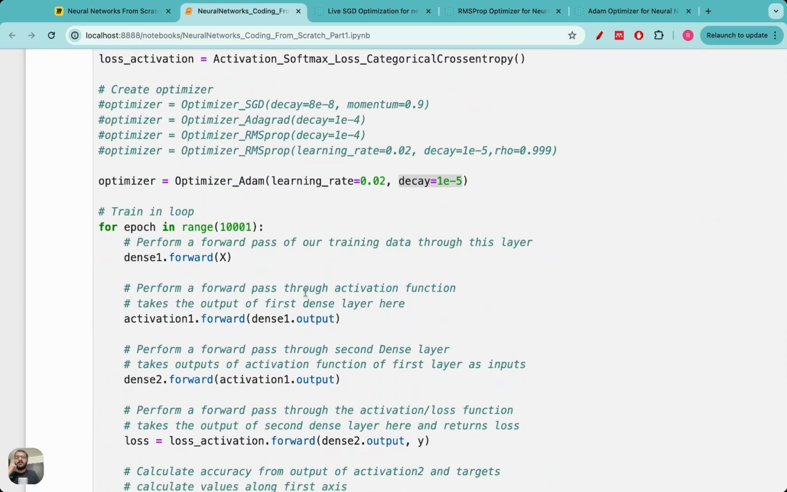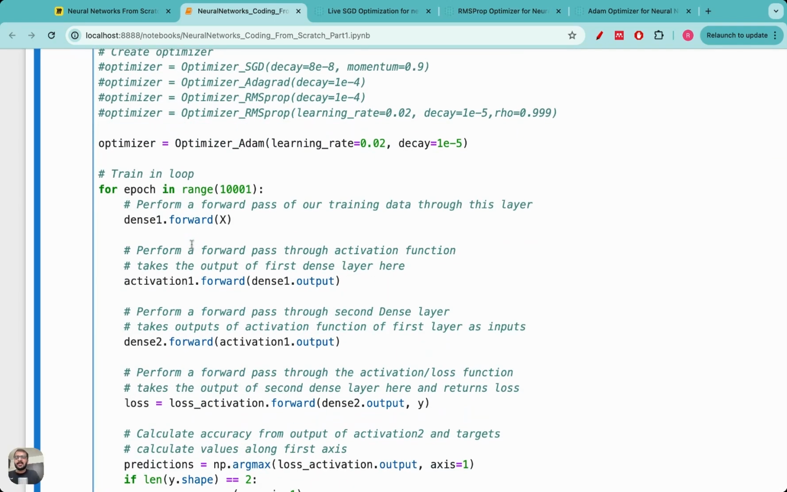Great. Then we come to the forward pass and the backward pass. So we'll be doing 10,000 iterations of the forward pass and the backward pass. Remember that in each forward pass, we calculate the output of all layers of the neural network. In the backward pass, we find the partial derivative of the loss with respect to the weights, the inputs, and the biases of the neural network. And then we'll update the weights and biases of the neural network based on the ADAM optimizer.